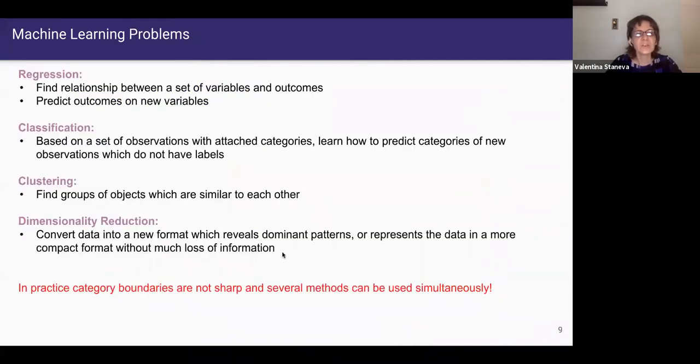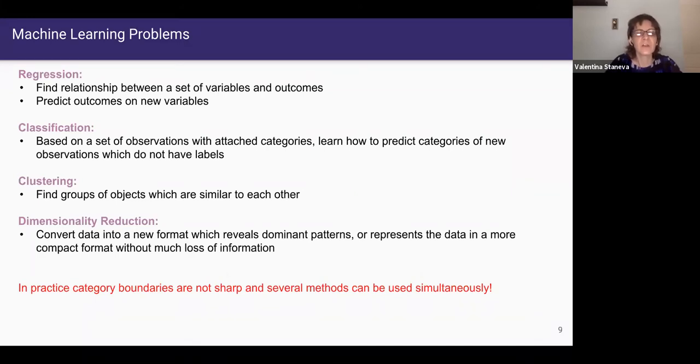Okay, so these are the problems, and with one sentence, I'll define them. I think everybody has their own definition in their head, but regression is finding a relationship between a set of variables and outcomes, like inputs and outputs, and we want to predict outputs on new variables. Classification is very similar. We just have the outputs being categories. So we want to predict some categories on new data.